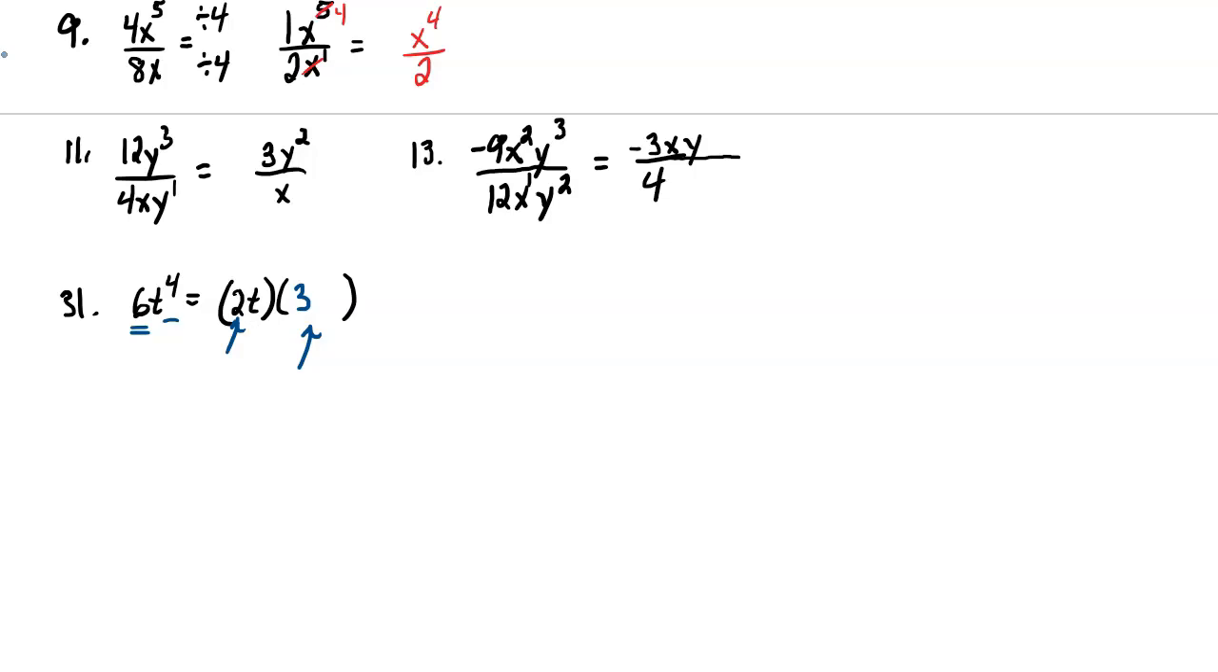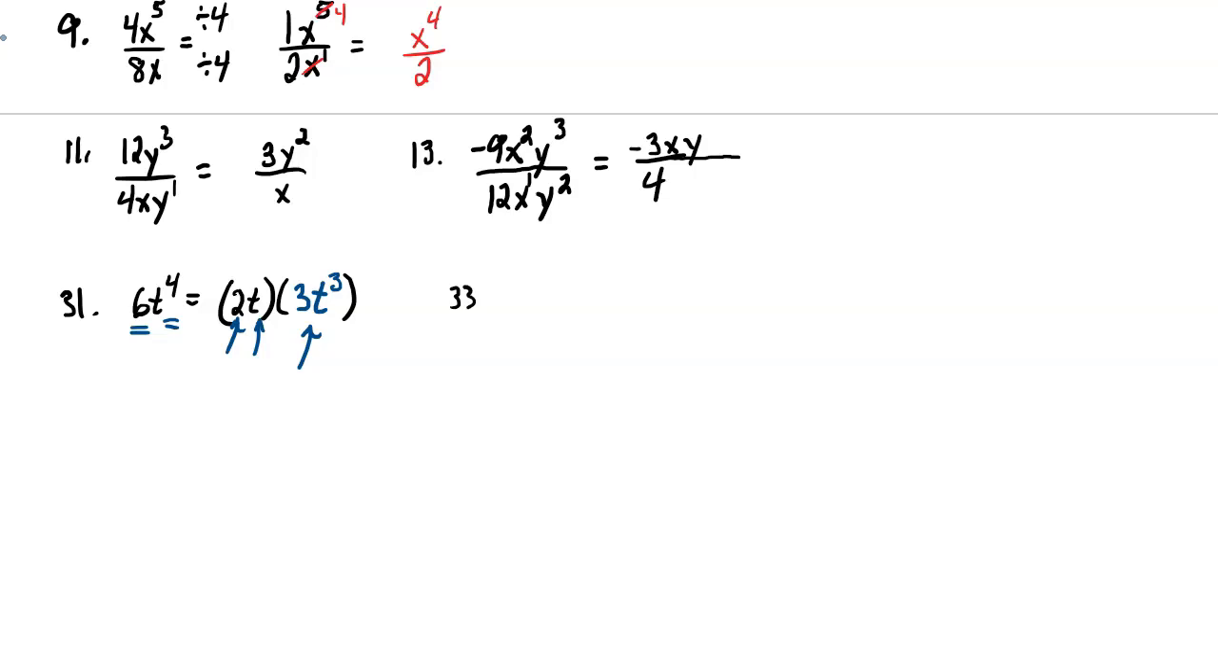Now let's look at the t to the 4th power. How can we have t to the 4th power on the right side? We already have 1 t. How many are we missing? We need t to the 3rd power. Our missing factor is 3t to the 3rd power. If you multiply together 2t times 3t to the 3rd power, that's the 6t to the 4th power.